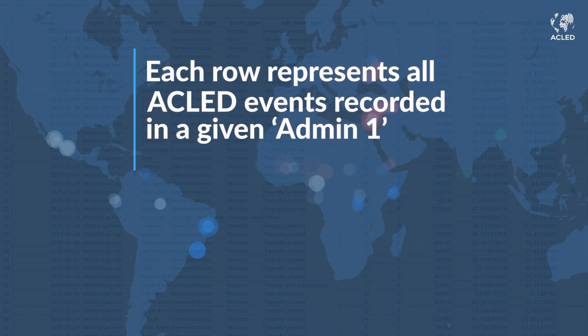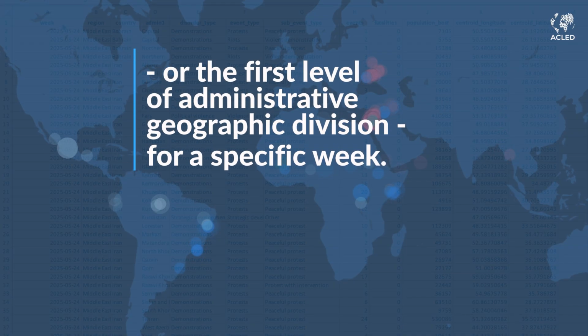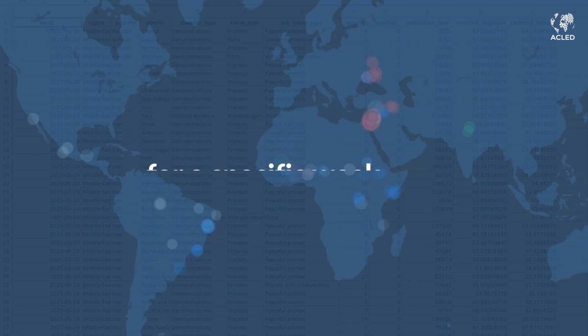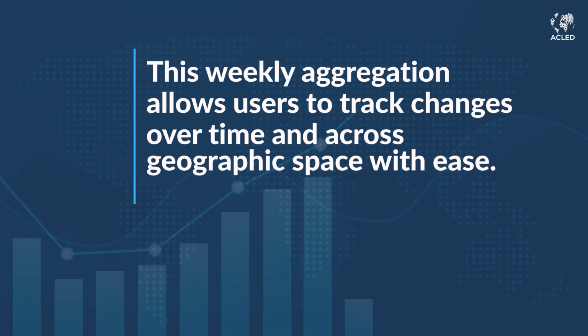Each row represents all ACLED events recorded in a given Admin 1, or the first level of Administrative Geographic Division, for a specific week. This weekly aggregation allows users to track changes over time and across geographic space with ease.